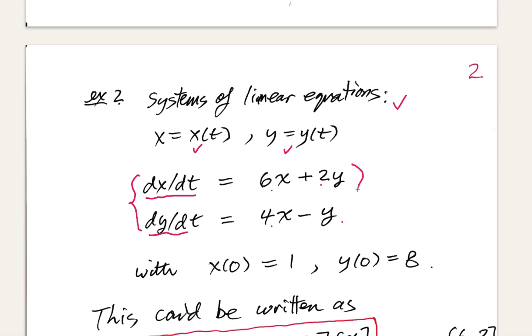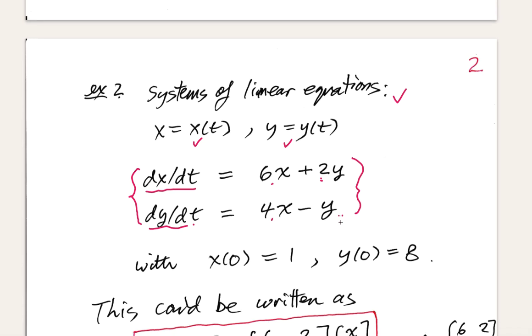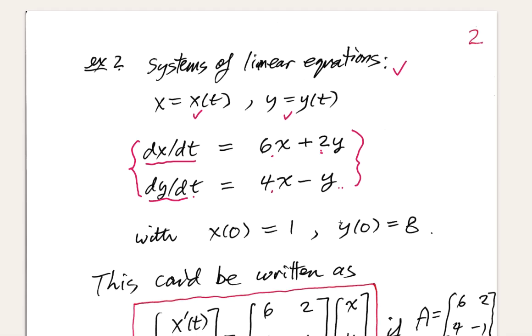Notice these are scrambled together, okay? So the rate of change of x with respect to time is what in terms of both x and y, and the same thing with the rate of change of y with respect to t. It's a function of both x and y. So that looks kind of tricky here.